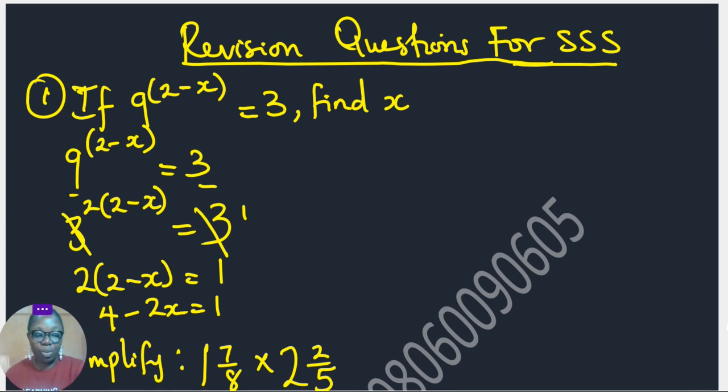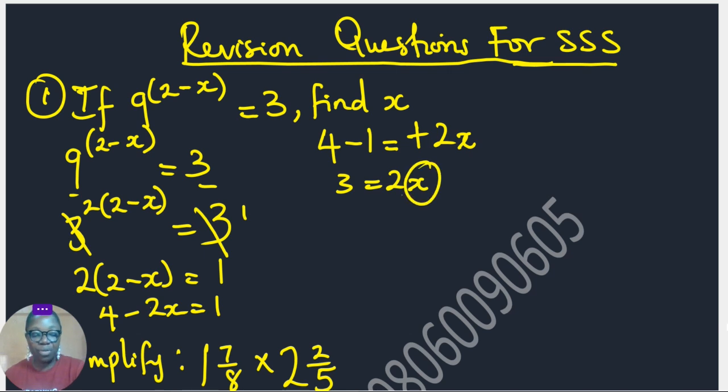So at this point, we can collect like terms. So when we collect like terms, 1 comes to the left, it becomes a negative 1. So that will be 4 minus 1 equals minus 2x goes to the right side, it becomes plus 2x. Okay, so 4 minus 1 is 3 equals 2x. So at this point, we're going to divide both sides by 2 in order to have the value for x. So that will be 3 over 2 equals 2x over 2. So 2 cancels 2. Therefore, our answer will be x is equal to 3 over 2.